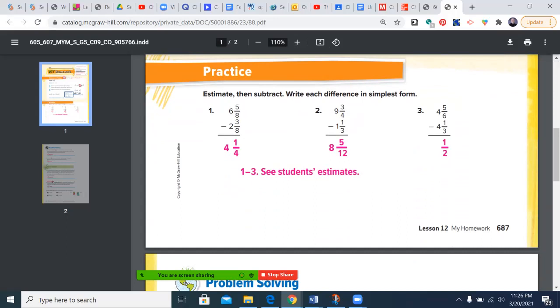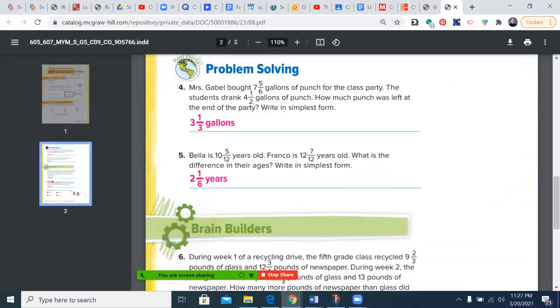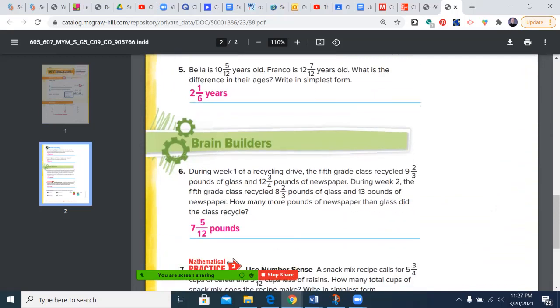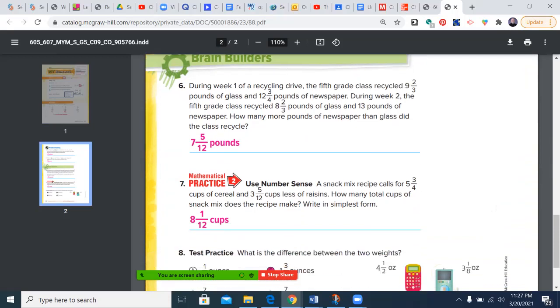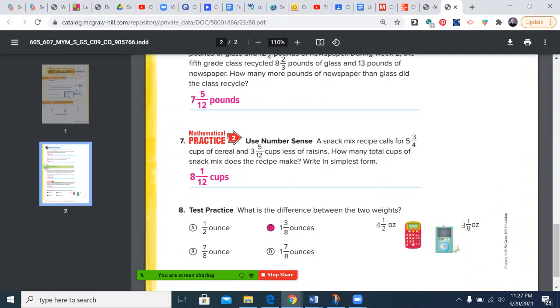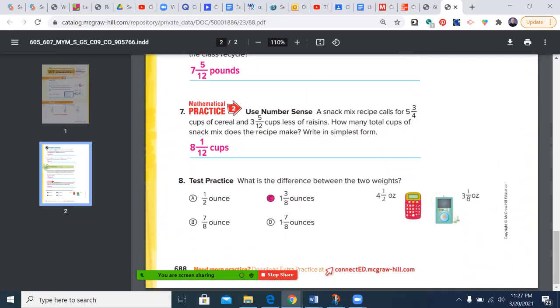Other answers included 8 and 5/12 because 12 is the least common multiple of 3 and 4. And then this one was just 1/2. 5/6 minus 2/6 was 3/6, which simplified to 1/2. On the back side, 3 1/3 gallons, 2 1/6 years, 7 and 5/12 pounds, 8 and 1/12 cups, and then C.